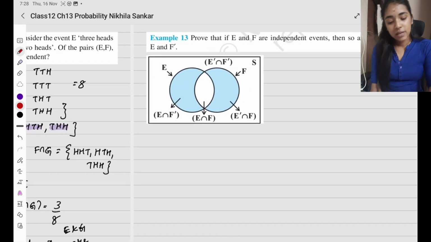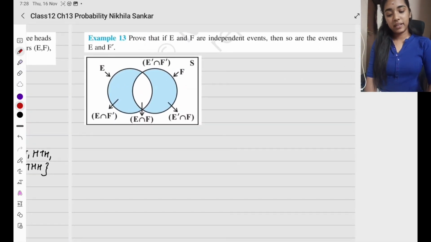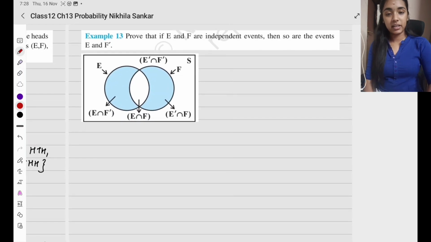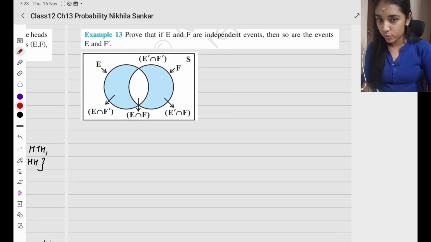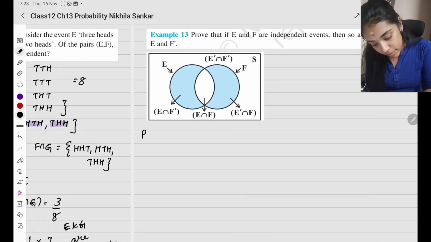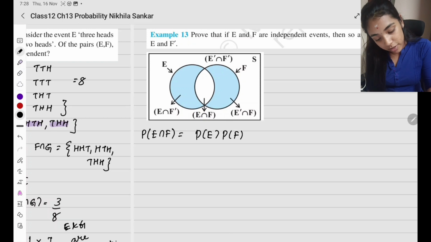Example 13. Prove that if E and F are independent events, then so are the events E and F dash. E and F independent, so E and F dash are independent, and prove that. Okay, so let's prove that. So what do I have? First of all, probability of E intersection F is going to be probability of E times probability of F.